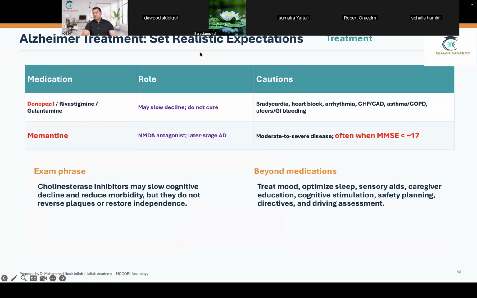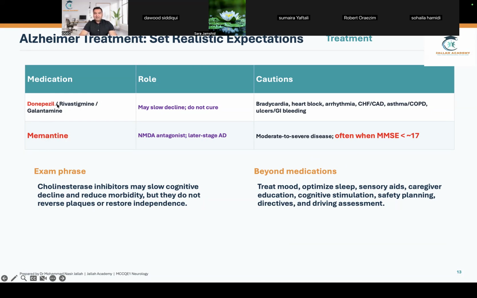Alzheimer treatment: set realistic expectations. So now the treatment, I don't know why, but they love to use the treatment in the exam. Okay. Now we need to know which medication is used at which time. This is important. So if you notice, donepezil is red, so it means they love to test you on this one, and memantine.